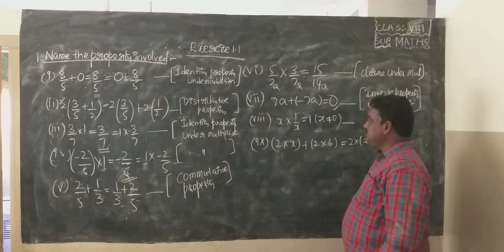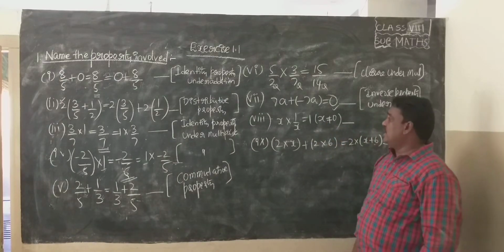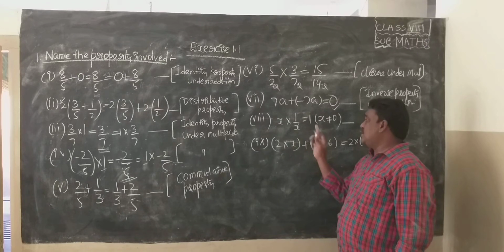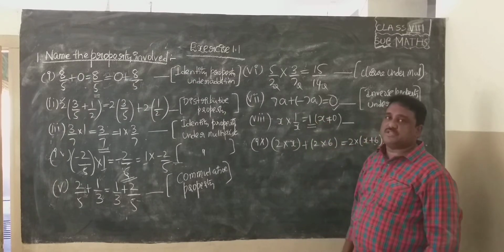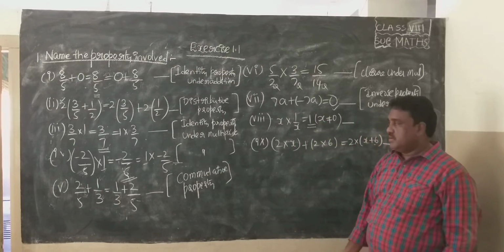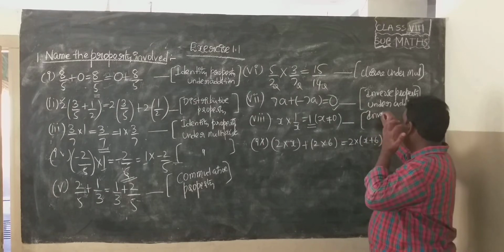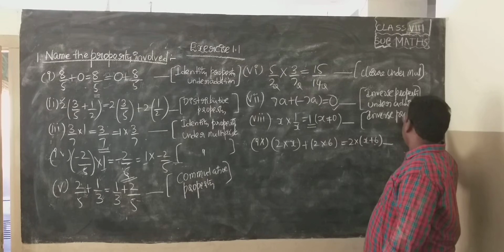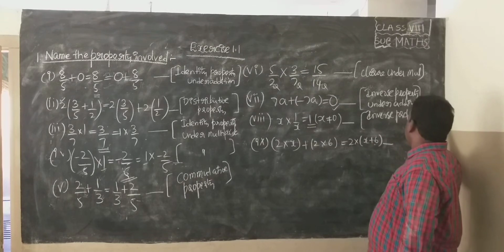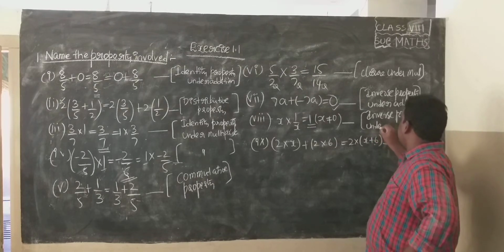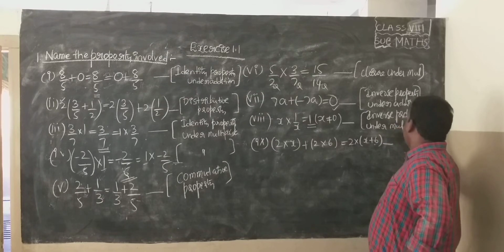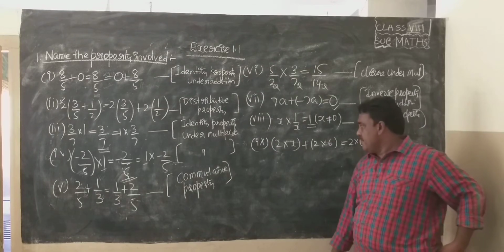Next one. x into 1 by x. x cancels, you get 1. You get 1 means it is what? Inverse property. So this is inverse property under multiplication. Last one.